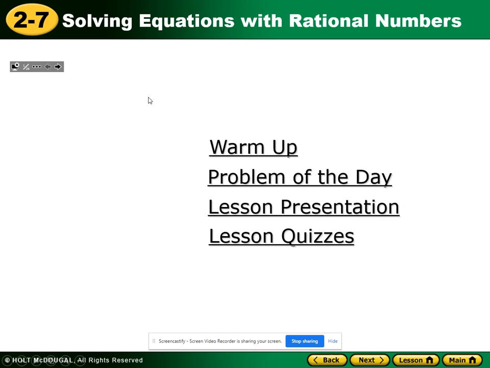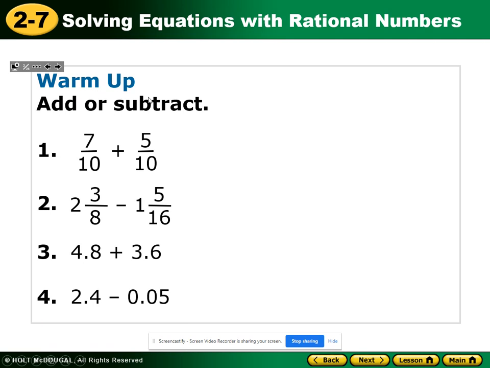Solving equations with rational numbers. Rational numbers means decimals. So yesterday we did it with fractions that had unlike denominators. Today we do it with rational numbers.